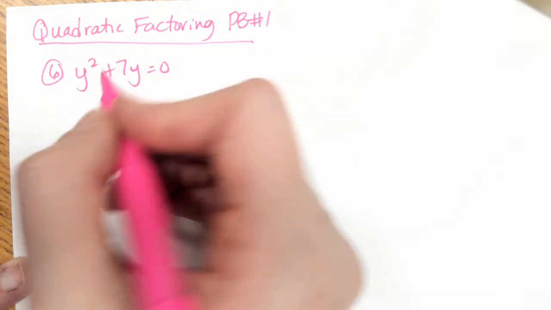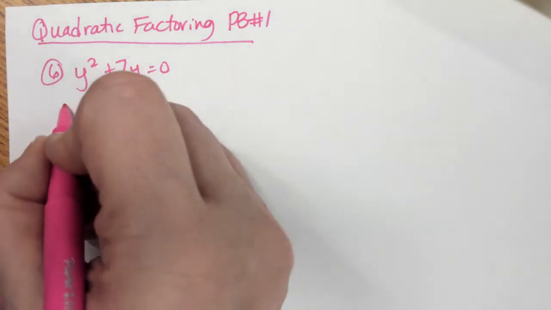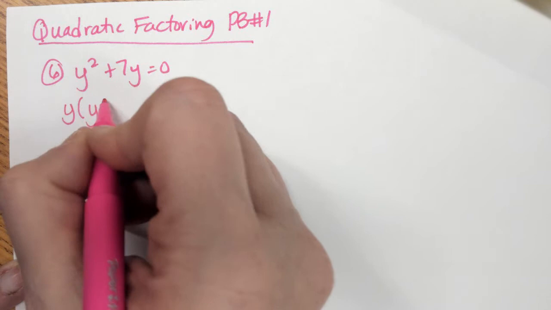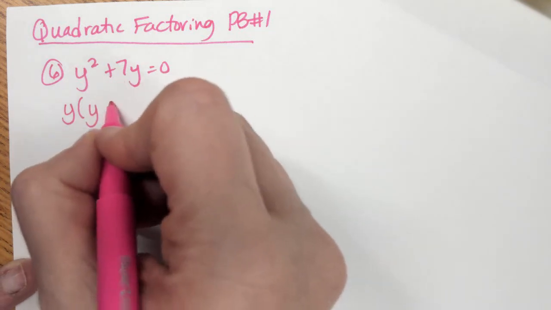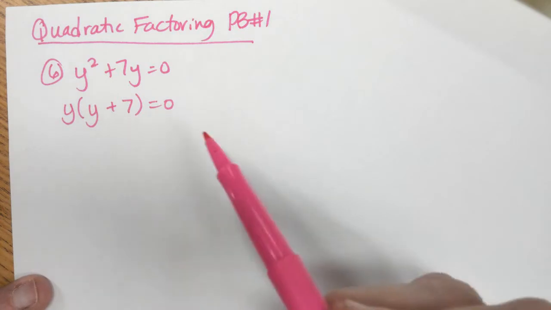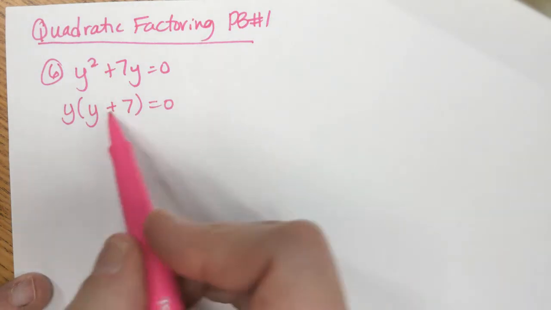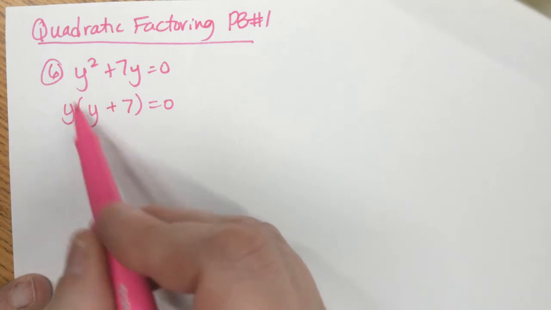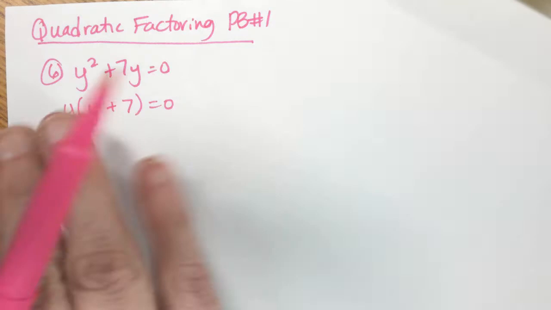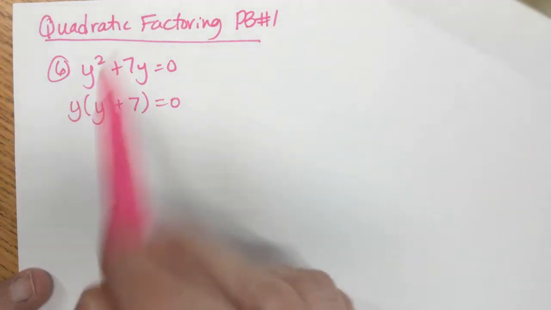The first step in factoring is finding a GCF. I do have a GCF because both of these can be divided by y. So y squared divided by y is y. 7y divided by y is 7. Well, you might be looking at this and going, okay, what do I do now? You're done now, because this is not quadratic and this is not quadratic. Once you get them linear, you're done factoring. So once you get them linear and you've taken out the GCF, you're done factoring.